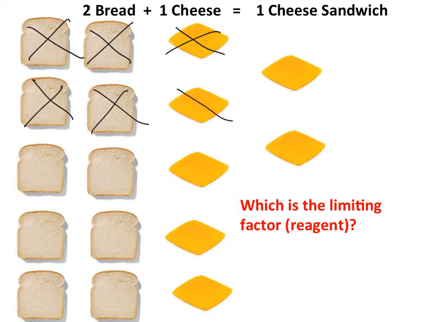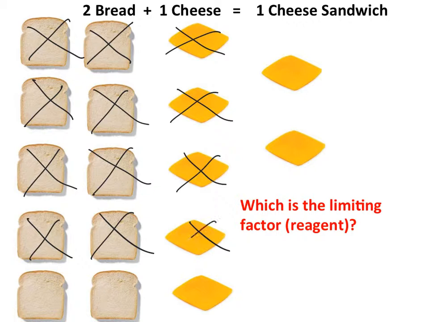2 pieces of bread, 1 piece of cheese. 2 pieces of bread, 1 piece of cheese. 2 pieces of bread, 1 piece of cheese. 2 pieces of bread, 1 piece of cheese. We ran out of bread.